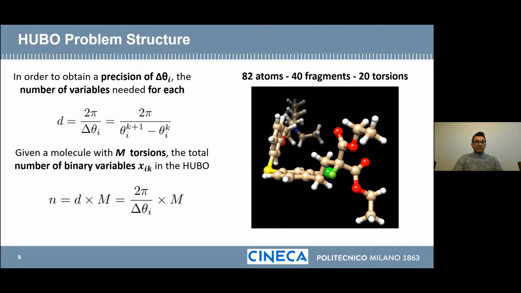The example of molecule that we used is the one on the right side, with 82 atoms, 40 fragments, and 20 rotable bonds. It's a quite difficult molecule.